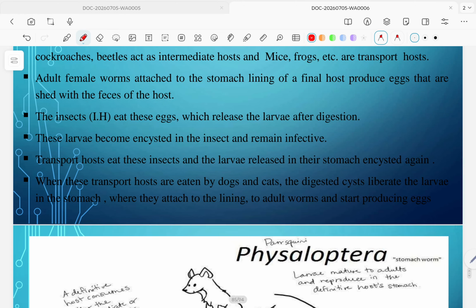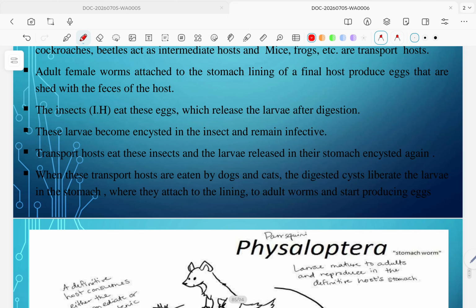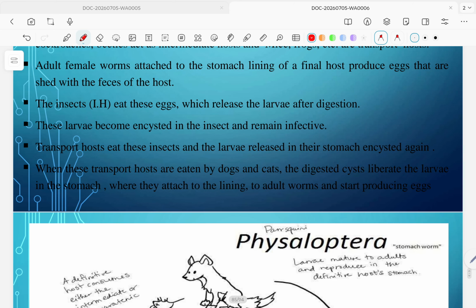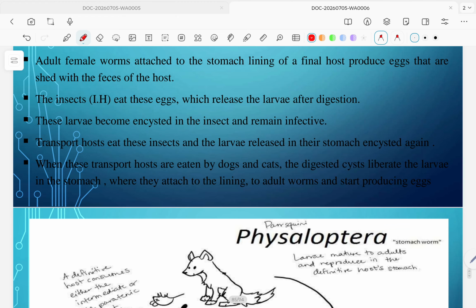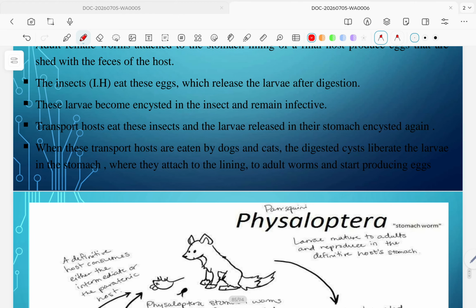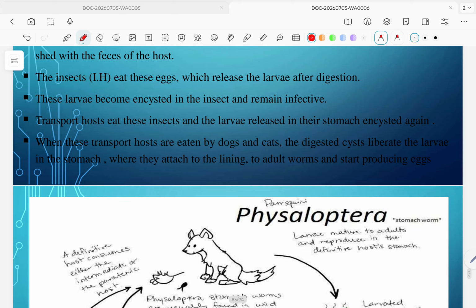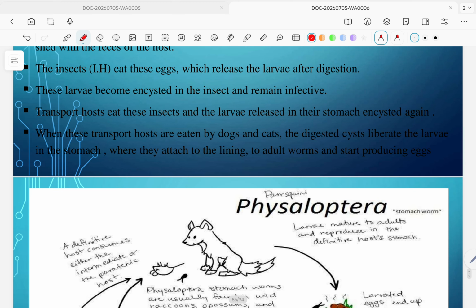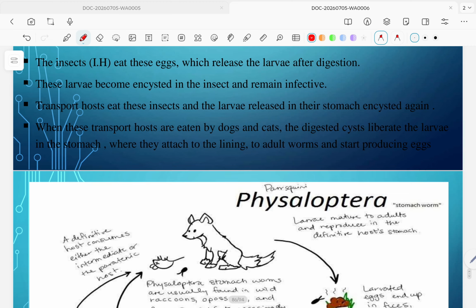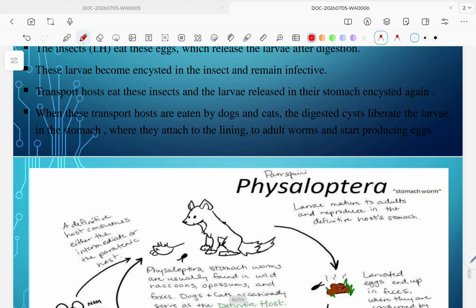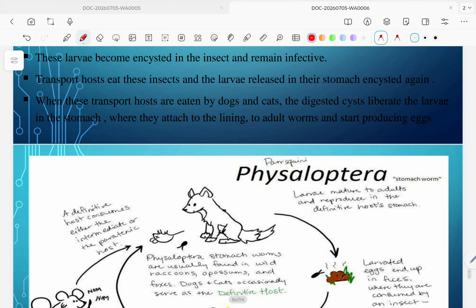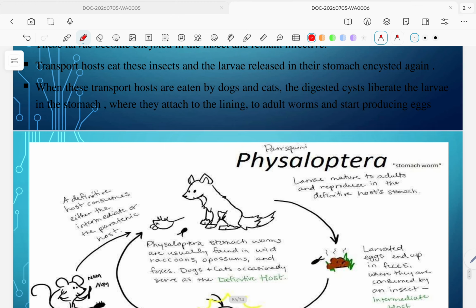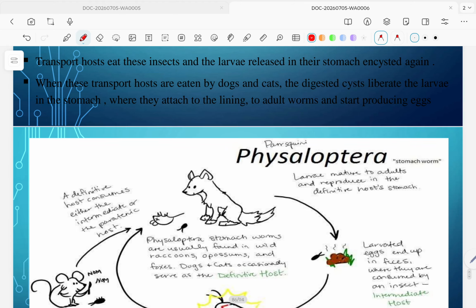The insect intermediate host eats these eggs, which release the larvae after digestion. These larvae become encysted in the insect and remain infective. Transport hosts eat these insects and the larvae are released in their stomachs and encyst again. When the transport hosts are eaten by dog and cat, the digested cysts liberate the larvae in the stomach, where they attach to the lining, become adult worms and start producing eggs.